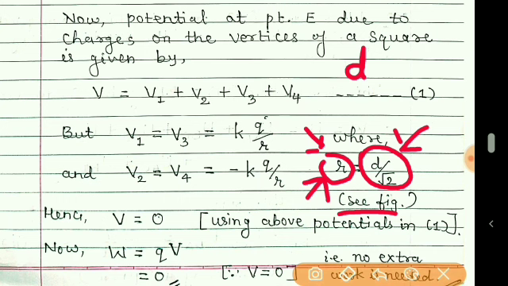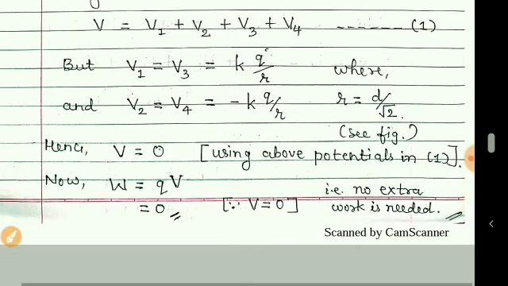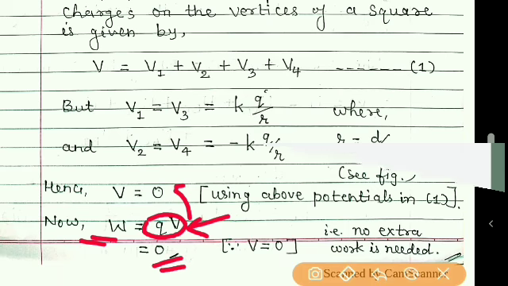So now if we put these values in equation 1, then the resultant potential will be 0, as I explained earlier. And finally, what is the work done? So work done is equal to Q into V. But as V is 0, so 0 into anything will be 0.